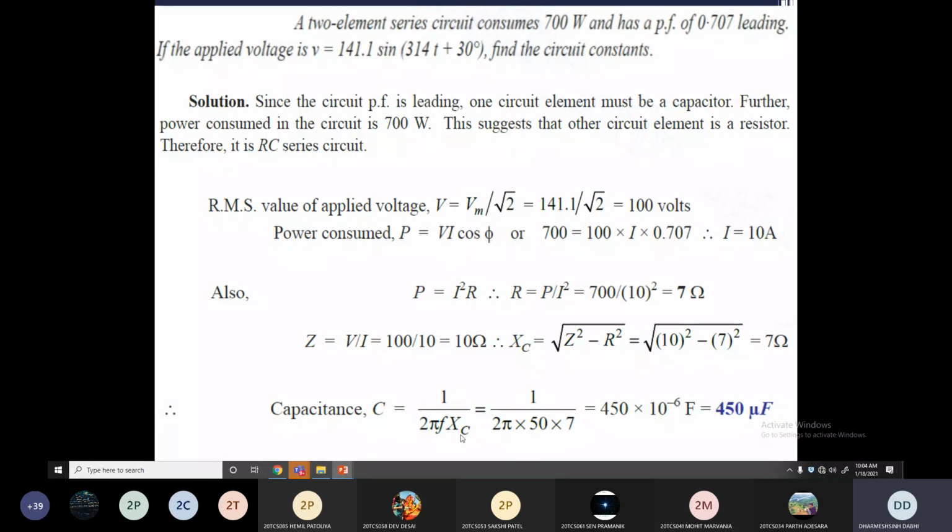So 1 upon 2 pi f Xc. 2 pi f itself is omega, so you directly write down 314. Got this point? Okay, so let's move to the next topic.